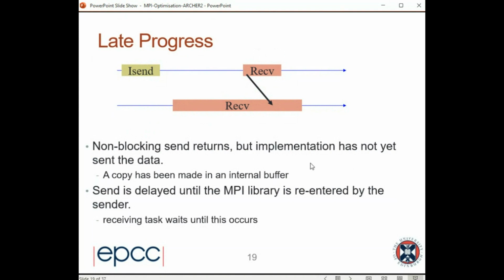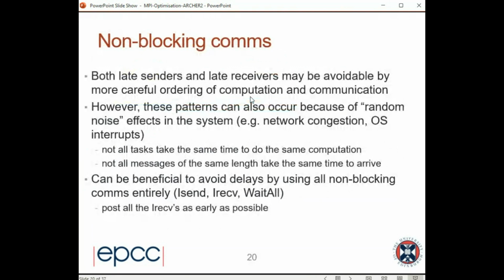So the non-blocking implementation has not yet sent the data. It may copy it into an internal buffer, it depends on the implementation, and the actual send is delayed until the MPI library is re-entered by the sender. That can be quite difficult to diagnose because the data transfer will happen in a place which you don't expect. But the basic cure is to have as many MPI operations ongoing at the same time as possible and not to impose an order on them. That is the basic solution: use non-blocking communications.